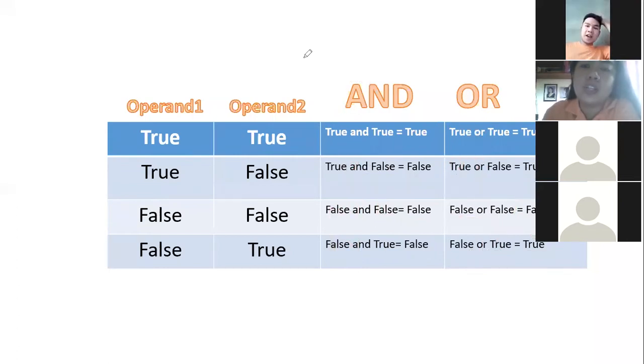So that is logical and, or, and not. Again, not, reverse nyo lang. Not true is false, not false is true.